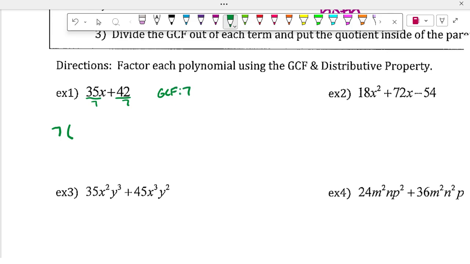Now, what's 35x divided by 7? 5x. 42 divided by 7? 6. So this is 5x plus 6. Now, to check yourself at the end, just make sure, ask yourself, okay, is there anything that 5 and 6 have in common? If the answer is no, besides 1, then you're done. So this would be your answer.